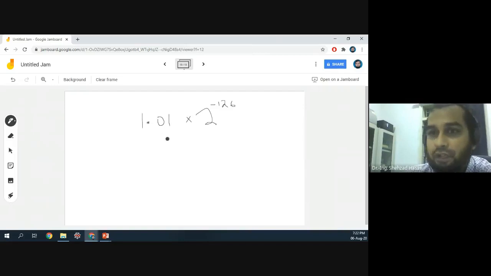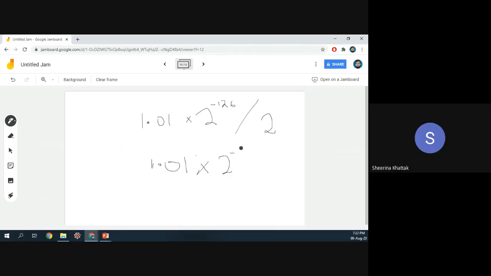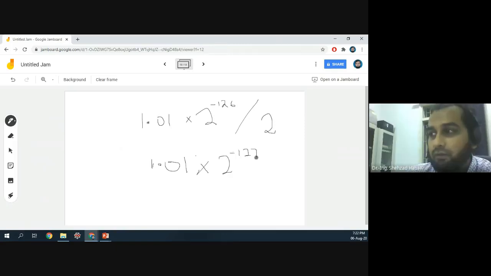Now, if we need to do arithmetic on this, and we need to divide this by 2, what are you going to get? 1.01 into 2 raised to power minus 127. But we said that 127 is reserved for 0, so you cannot have it as 127. So what you're going to do is make this 0.101 into 2 raised to power minus 126.